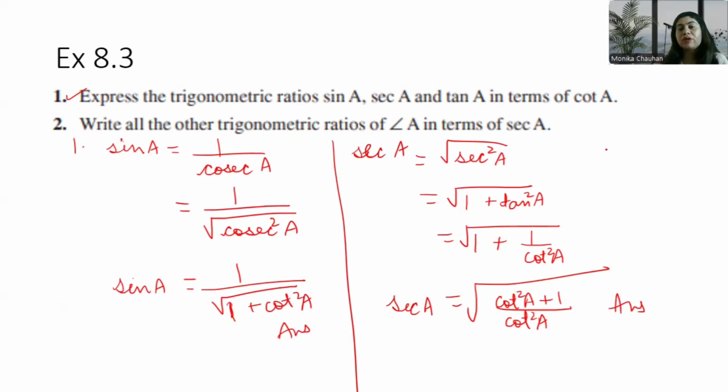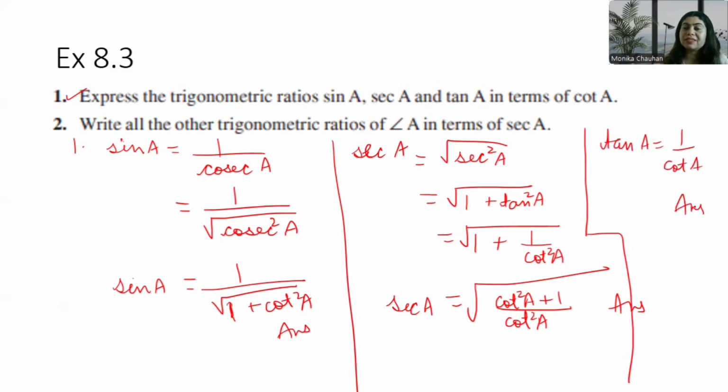Now next, you have tan A. Tan A is the easiest one. You know that both are in a reciprocal relation, so tan A can be written as 1 upon cot A. That's the answer. That's it. You don't have to do anything more in it. I hope you are clear with this. Now let's move on to the second question. We will move a little slowly in this.